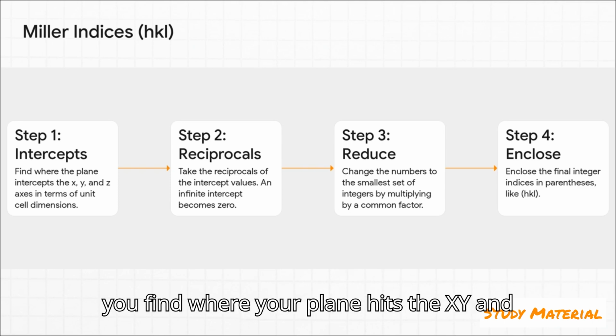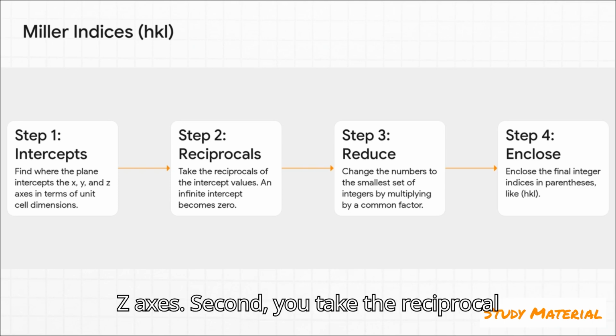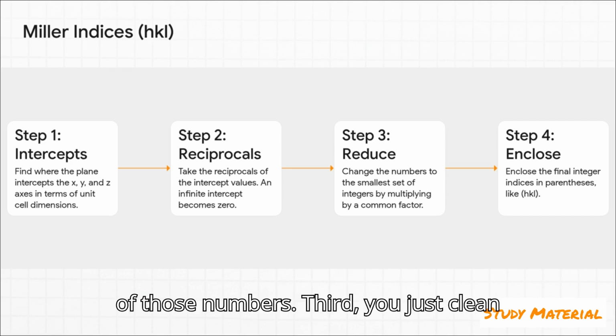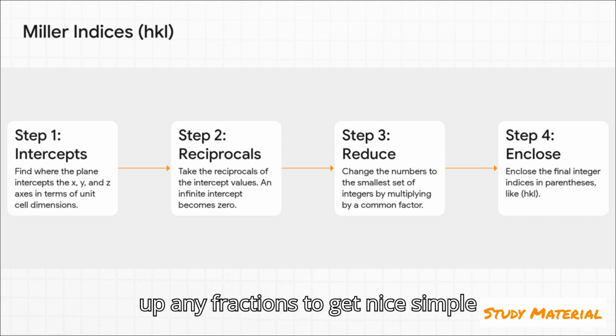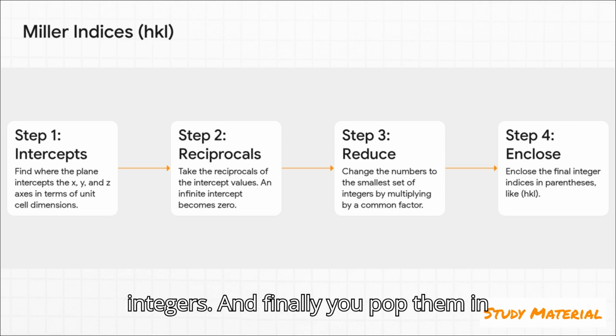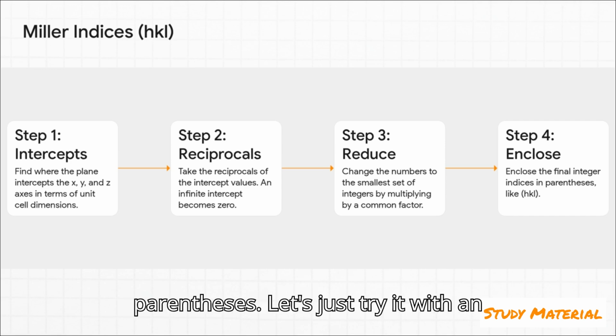First, you find where your plane hits the x, y, and z axes. Second, you take the reciprocal of those numbers. Third, you just clean up any fractions to get nice, simple integers. And finally, you pop them in parentheses. Let's just try it with an example.